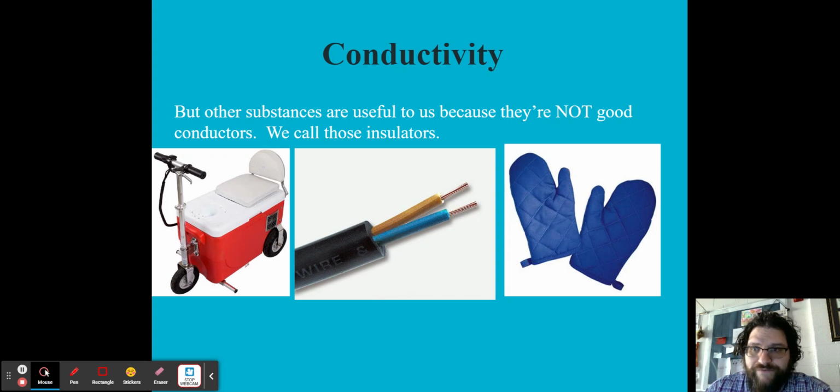We use that to our advantage. Those oven mitts are made out of a material that doesn't conduct heat well, which is why you can hold something hot and it not burn your hand. And then a cooler or your Stanley Cups, ladies, are designed so that whatever is in that object stays the same temperature. Okay. If we don't add anything to it, it will remain that temperature.